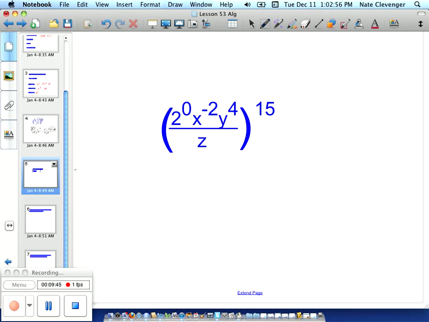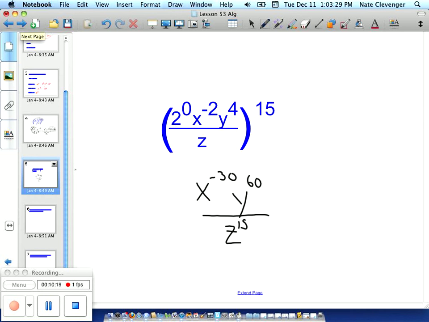There are no coefficients in the homework file, so that'll make it easier. And this one's going to work out that way. So our exponent on 2 is 0. 0 times 15 is 0. So that's 2 to the 0th, which has a value of 1. x to the negative second to the 15th would be x to the negative 30th, y to the 60th over z to the 15th.